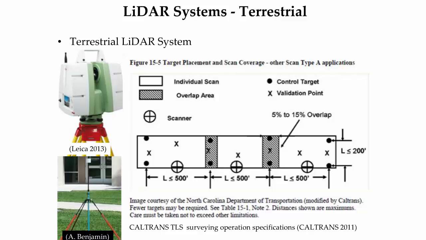In this schematic, the TLS setup must be approximately equidistant between two targets less than 500 feet apart with a total of at least 4 control point targets per setup. The shaded boxes indicate the overlapping areas that will be imaged by adjacent scan setups. For each setup, it is essential to have independent validation points denoted by X's that can be used for quality assurance purposes.